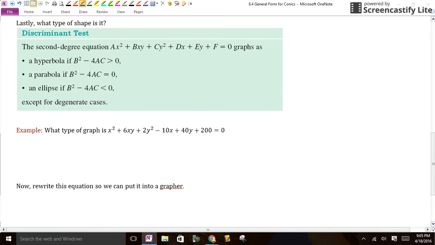Kind of a neat thing, I have a hard time remembering this part right here. I can remember that if it's 0, it's a parabola because there's only one squared. But I couldn't remember the other ones. And what I would do for the other ones is this.